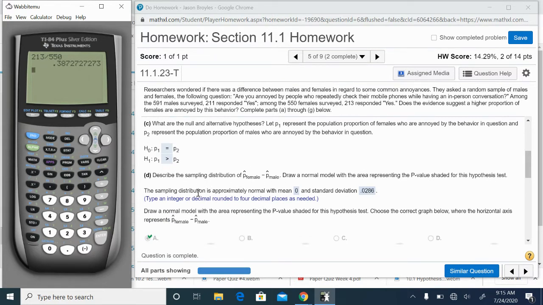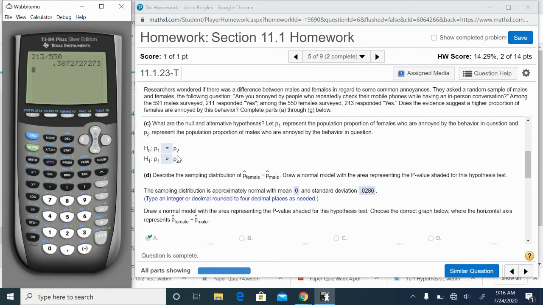The mean for this distribution, according to the null hypothesis, P1 is equal to P2. The mean for the sampling distribution would be P1 minus P2. If they're equal to each other, then that would just be equal to 0. So this will always be true.